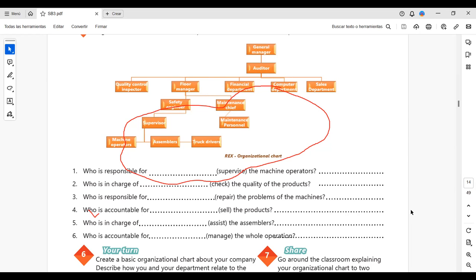Maintenance chief. Floor manager. The floor manager? Yeah. But it says the whole operation. What is the meaning of whole? General manager. The whole operation. Gerente de toda la operación. So, who is in charge? General manager. Because he is at the top and he has control of the whole operation, right? So that's why he is in the highest position that we have. Okay, good.